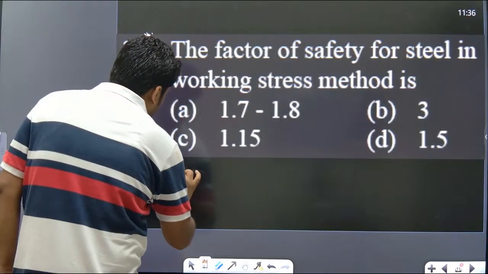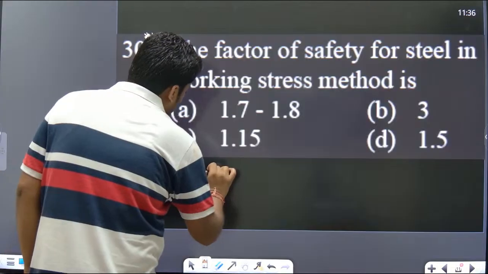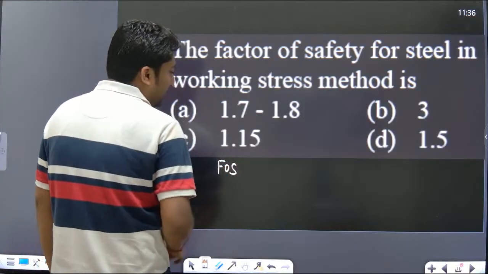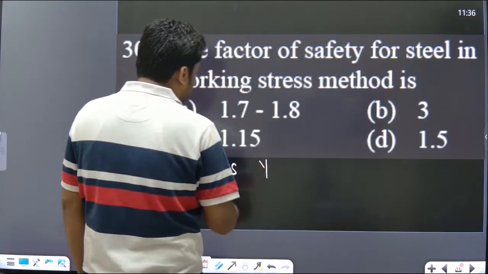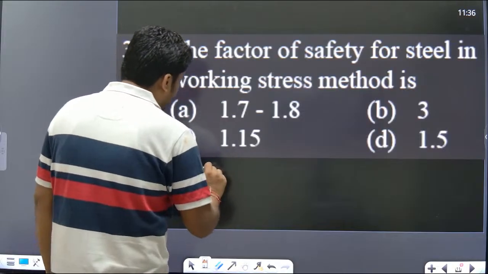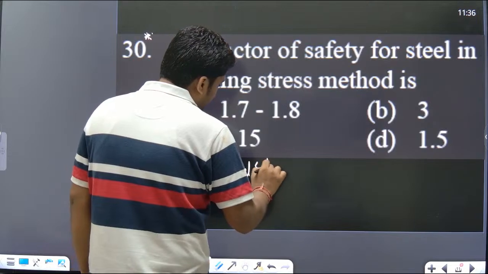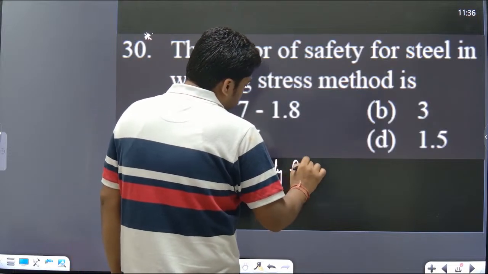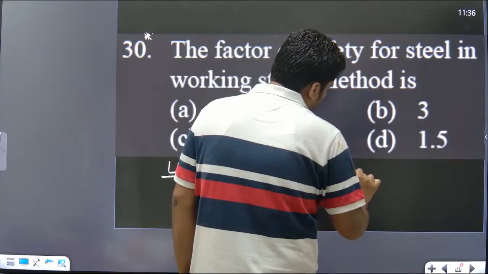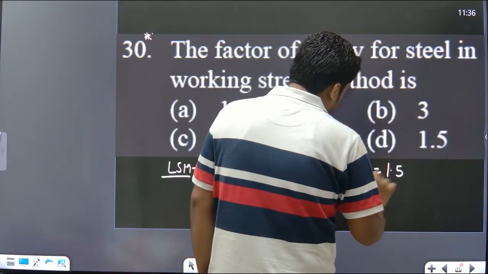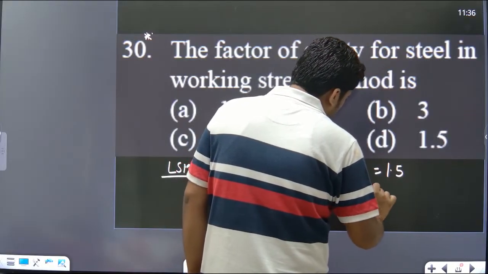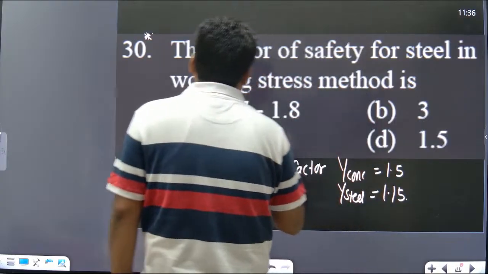In LSM, limit state method, the factor of safety for concrete, specifically the partial safety factor for concrete, is nothing but 1.5 and for steel it is 1.15. But here you are asked with the working stress method.